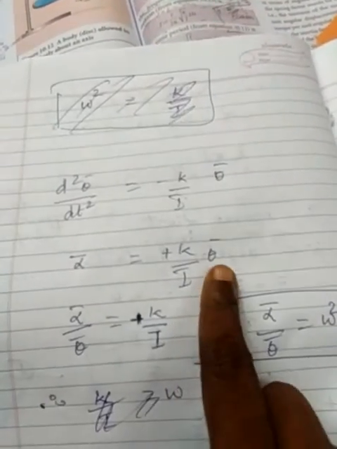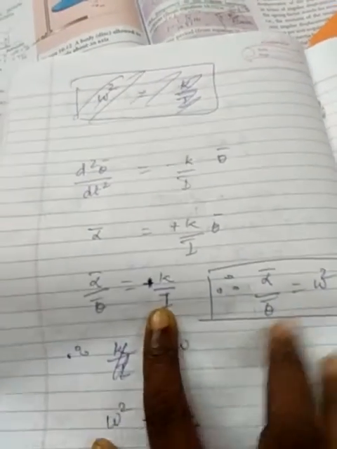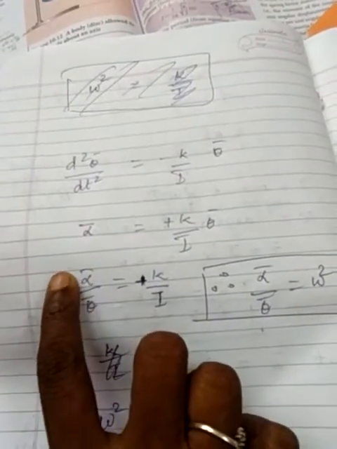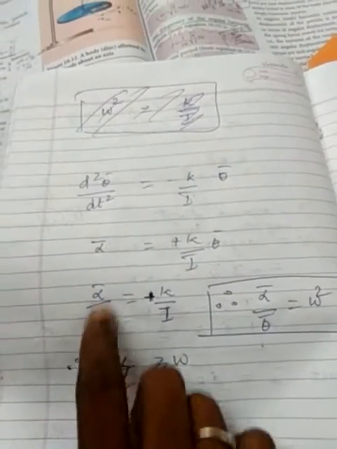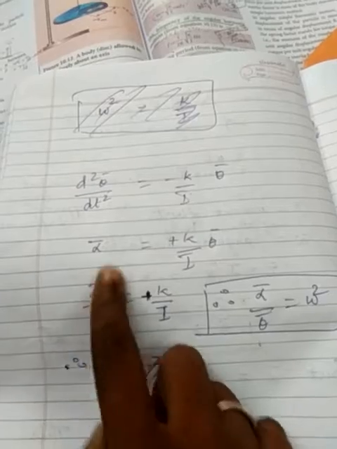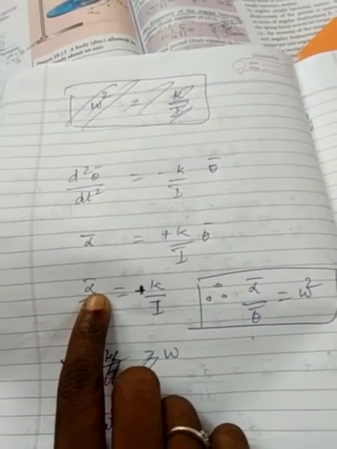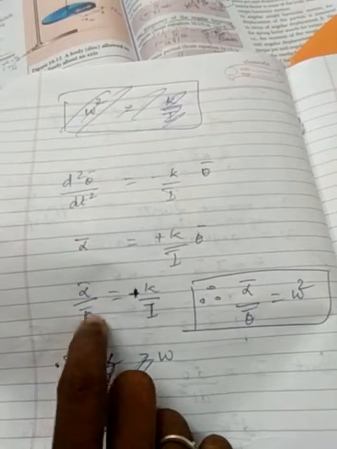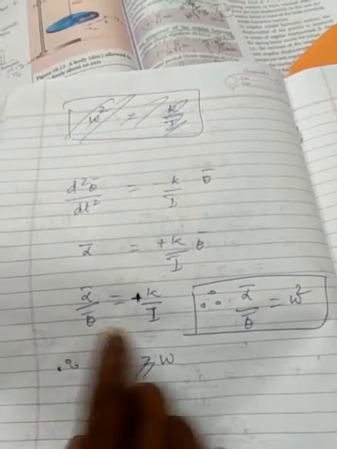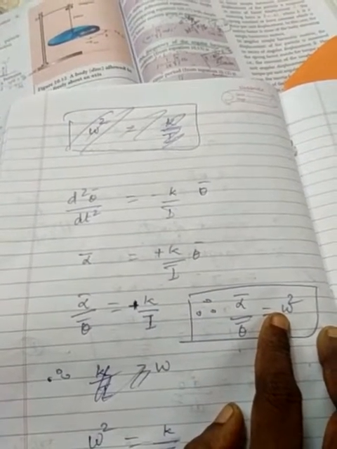Okay, so the theta goes to this side, so alpha vector divided by theta vector equals k by I. Now this value we are taking to the angular, that is omega square. Both are angular displacement, an angle. So we are taking the alpha vector, as we already told, for the angular momentum. Theta is also the angular displacement, and omega is also angular. So this is the angular acceleration.